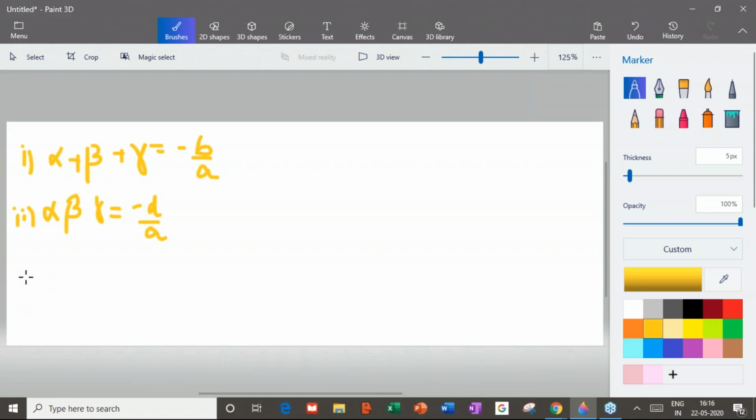Correct? Now there is a third special property for cubic, which says when you take the sum of the product taken one at a time. So that's nothing but alpha beta plus beta gamma plus gamma alpha is equal to c by a. Okay, make a note of these properties.